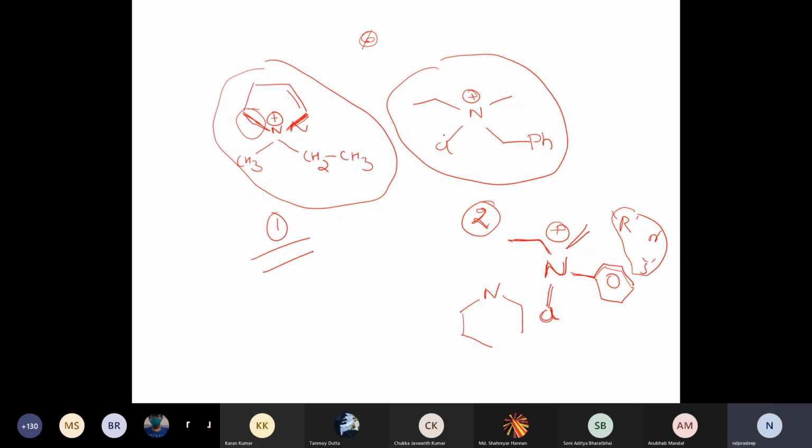But here it is locked. In the second case it is still occurring, but the rate is lower, so that is why it is still chiral, but not separable. Yes. Definitely, these two are chiral.